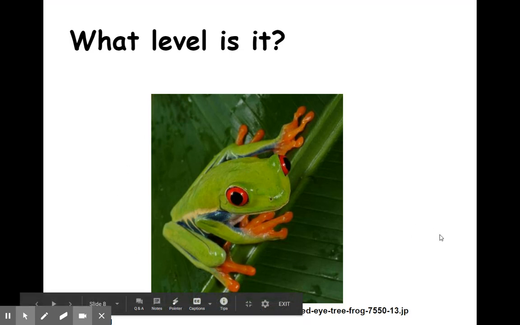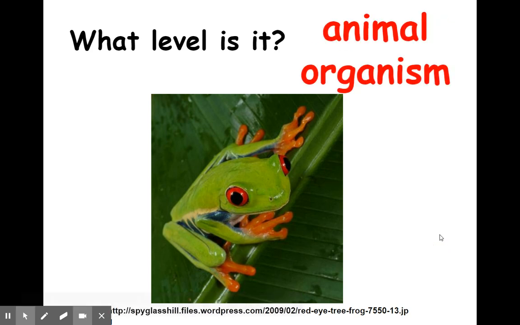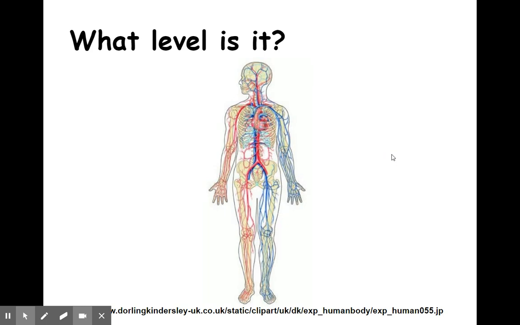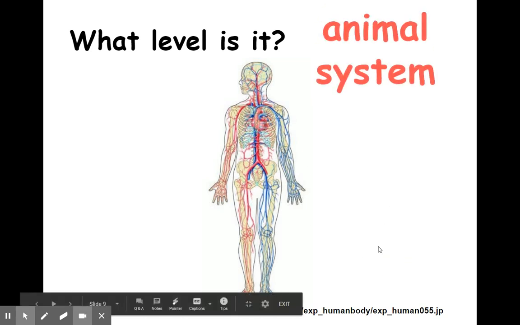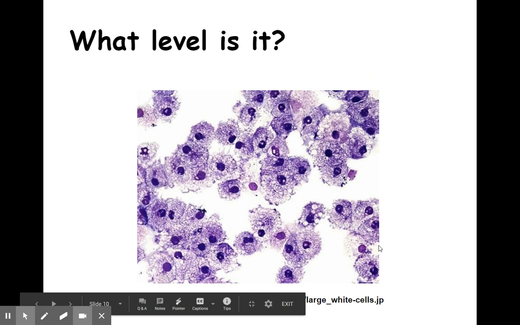Everything's working together. So it's an animal organism. The level is organism. Okay? So what level is this? Well, this is a person, so we know it's animal. Okay, we see the heart, the blood vessels. That's a system, circulatory system.